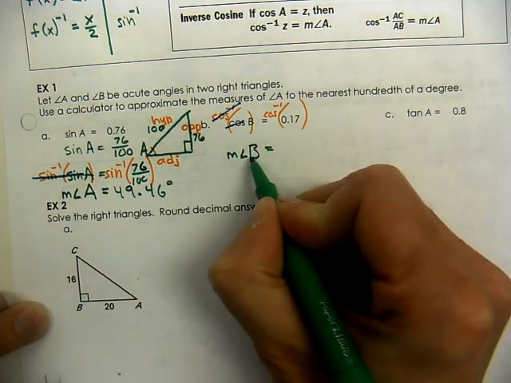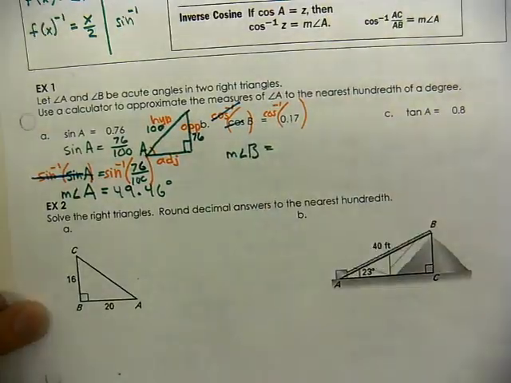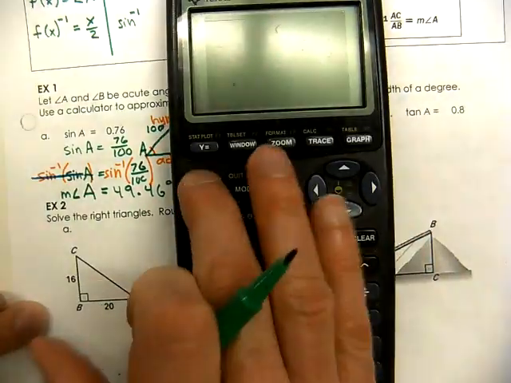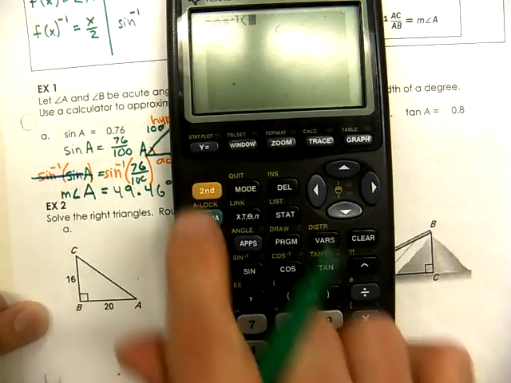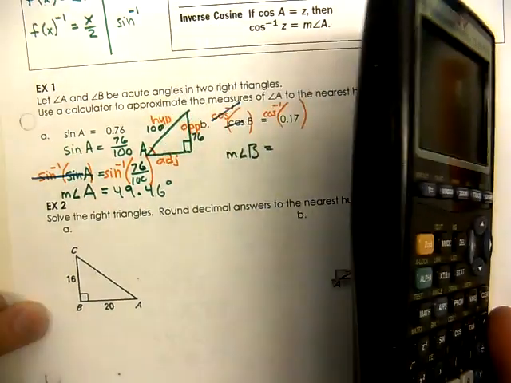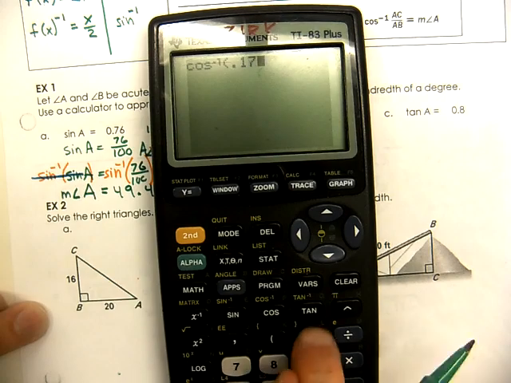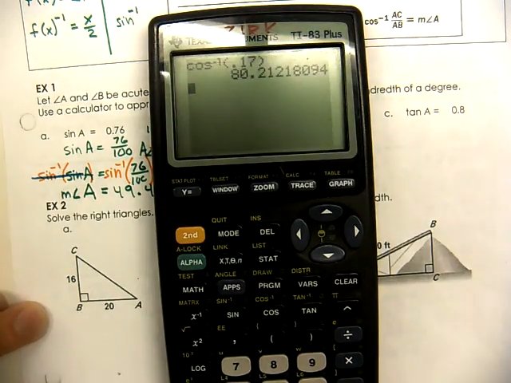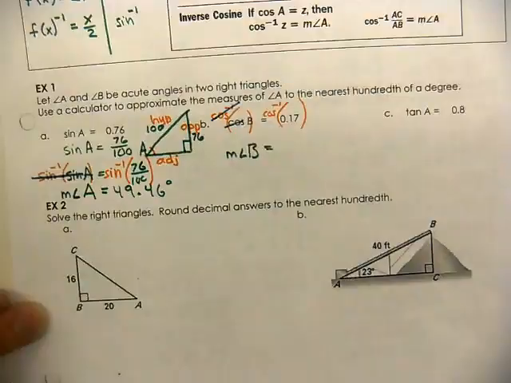The variable is by itself. That's what you type into your calculator. So now we want second function followed by the cosine button, which brings up the cosine inverse. And then we use the decimal value of 0.17. That is 80.21 degrees.